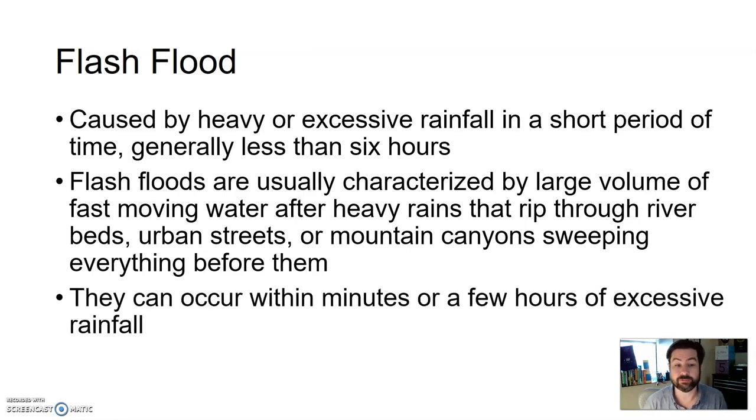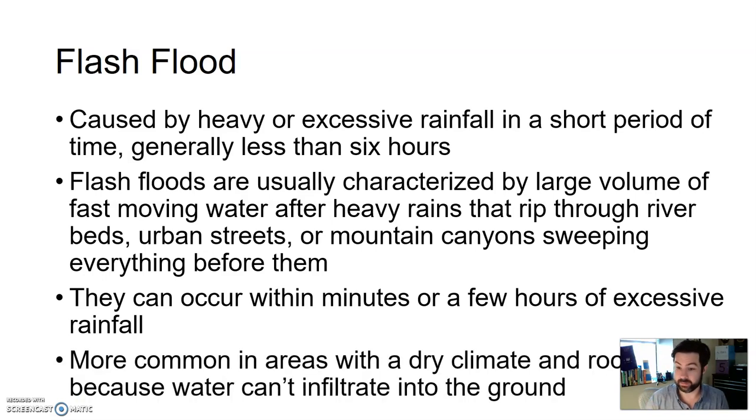They can occur within minutes or a few hours of excessive rainfall, so they can happen very quickly. They're more common in areas with a dry climate and rocky terrain, because water can't infiltrate into the ground very well. Does that sound familiar? Does that sound like any type of climate and terrain you may know of? Dry, rocky, right? So around here in the Phoenix area, the soil's real dry, so it's really compact. It's really hard stuff. So when rain falls on it, some of it will soak in, but if you get a bunch of rain all at once, it just doesn't have time to soak in. So it's got to go somewhere, so it's going to go rushing down. Again, rushing down a wash, a river, a stream, a canyon, a street, whatever it may be.